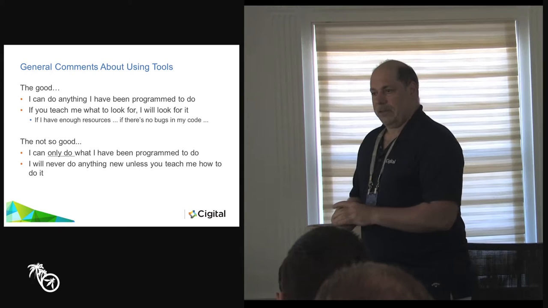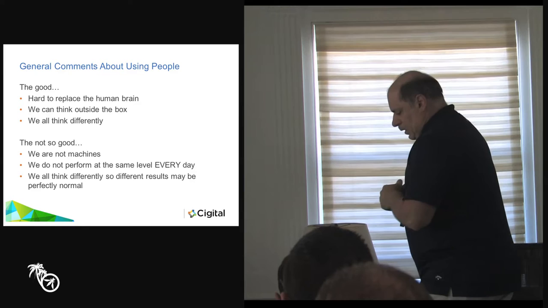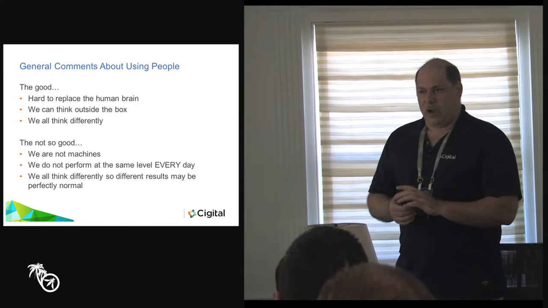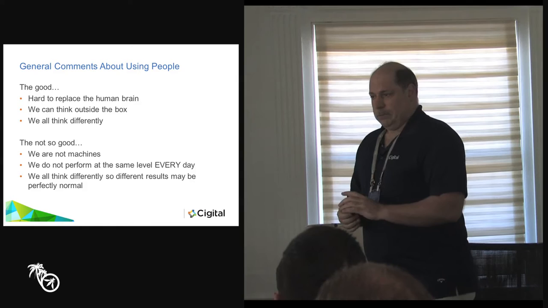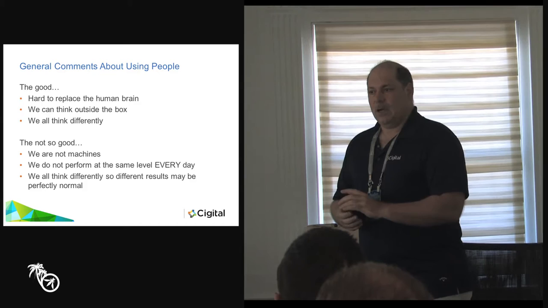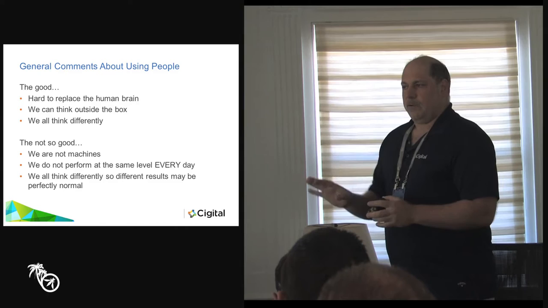So general comments about people. Well, on the good side, replacing the human brain is really hard. Right? We are great for thinking maliciously. We don't follow the rules, which of course a tool will do. A tool will follow all the rules that it's been programmed to do. People could care less about rules. We're going to try different things. We're going to use things different ways. We're the ones that find those misuse and funny little abuse cases. That's the great thing on the people side of things.